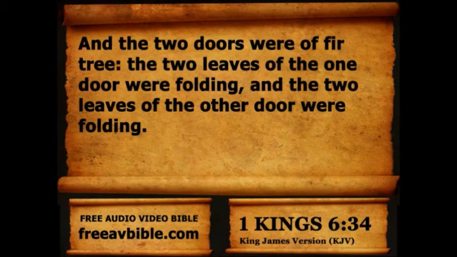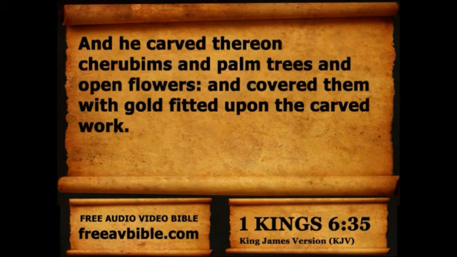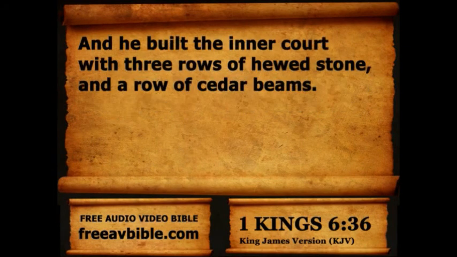The 2 leaves of the one door were folding, and the 2 leaves of the other door were folding. And he carved thereon cherubims and palm trees and open flowers, and covered them with gold, fitted upon the carved work. And he built the inner court with 3 rows of hewed stone, and a row of cedar beams.